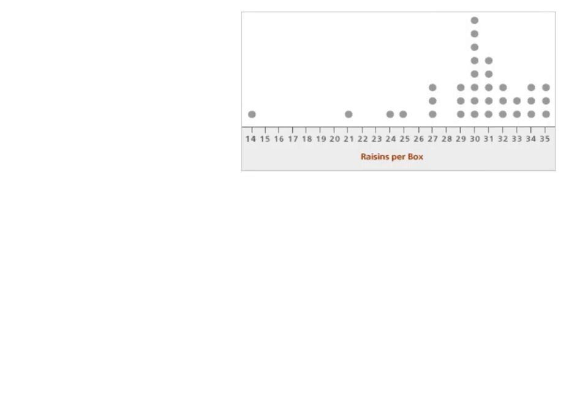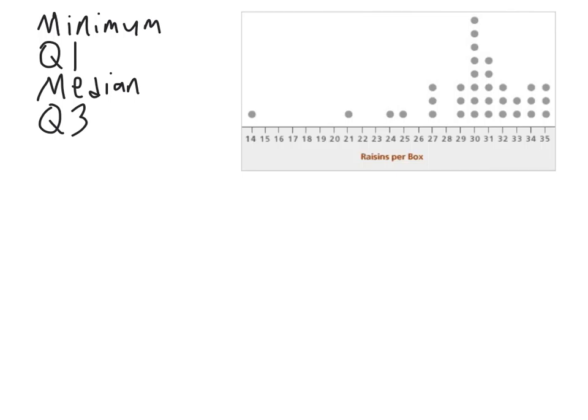So to create our box plot, we need what's known as a 5-number summary. And those 5 numbers are as follows. The minimum, the smallest number, Q1, which is known as the first quartile or the lower quartile. We'll get into what that means in a moment. The median, the middle number, Q3, also known as the third quartile or the upper quartile. And by the way, just to note, the median is sometimes called the second quartile. And the maximum, the largest number.